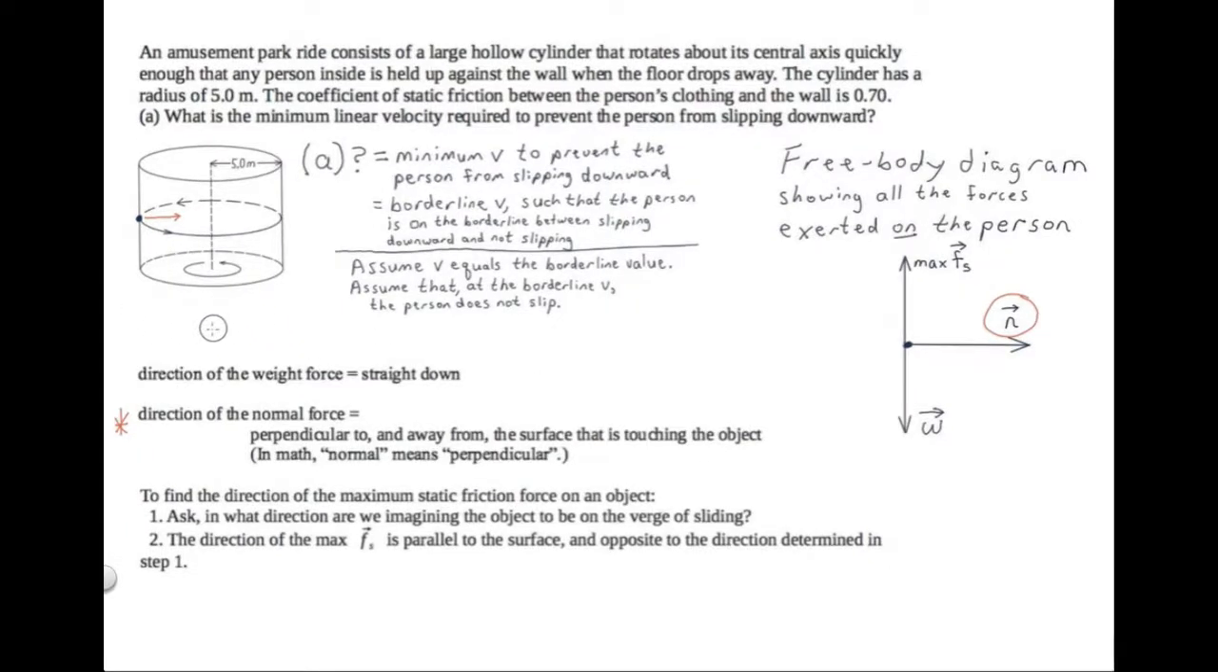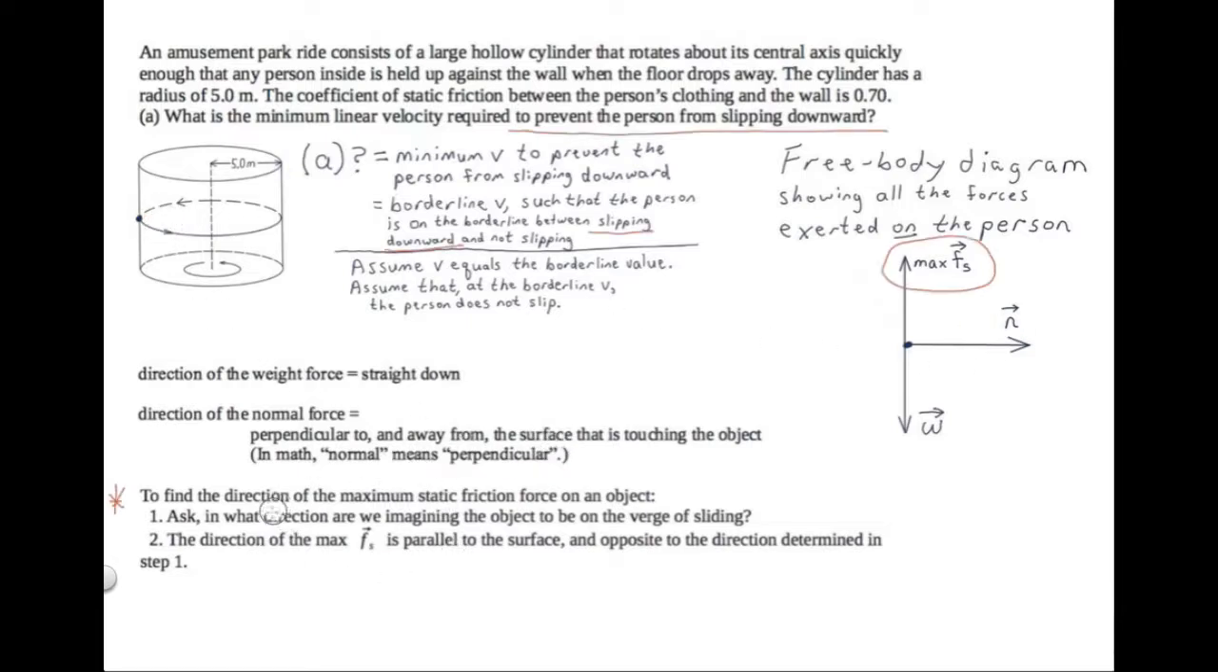Now remember that we are supposing that the person is currently located at the position of this dot, at the far left of the circle. So in this position, the normal force will point to the right, perpendicular to and away from the surface of the wall. So in my free body diagram, I indicate that the normal force is pointing to the right when we suppose that the person is located in this position in the circle. So the normal force will always be perpendicular to the surface.